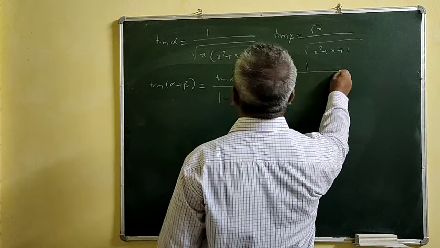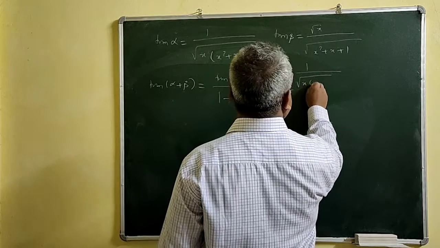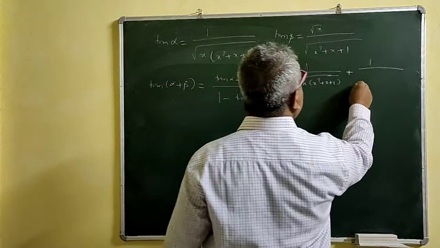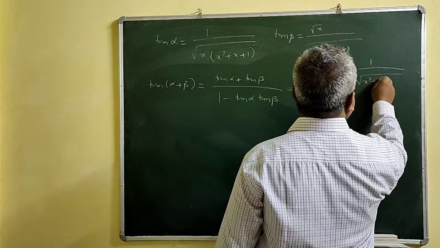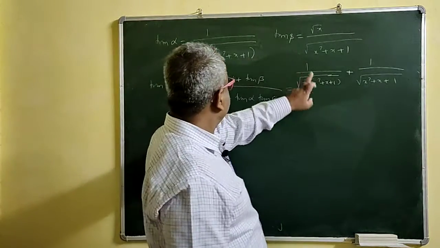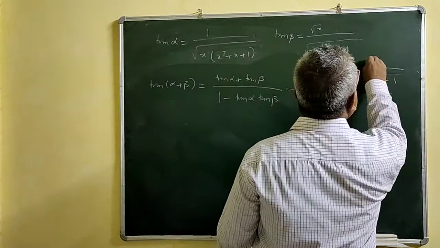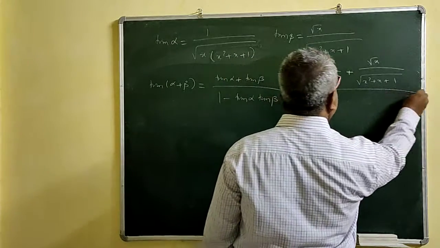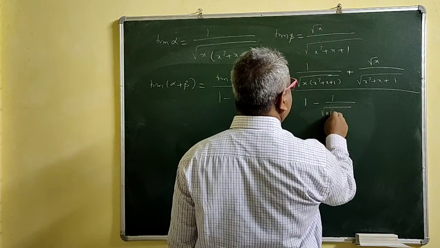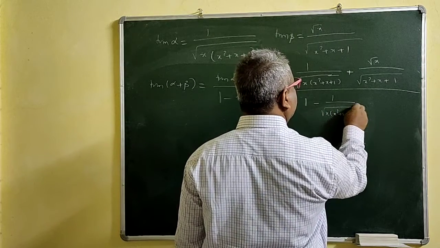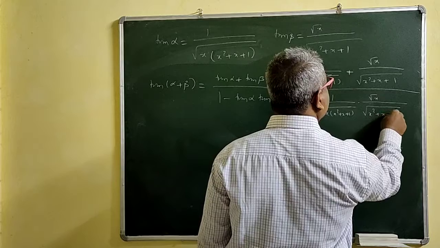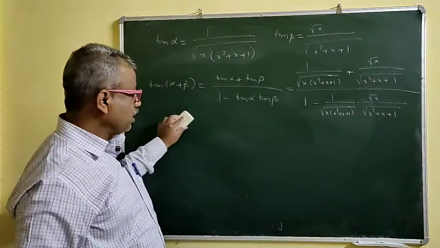So tan alpha is 1 upon root of x into x square plus x plus 1, plus 1 upon root of x square plus x plus 1. This is your tan beta, with root x in it. Upon, we just have to take the product, 1 minus 1 upon root of x into x square plus x plus 1, into root x upon root of x square plus x plus 1. Take care.